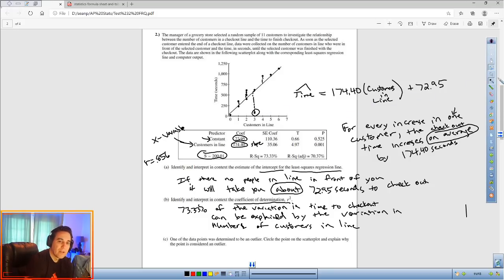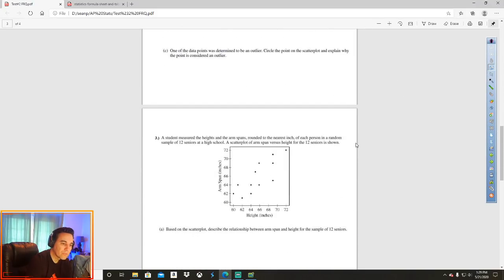So there is what I think you're going to have on linear regression, something like that. Very typical. I'm trying to see what else was on this test.